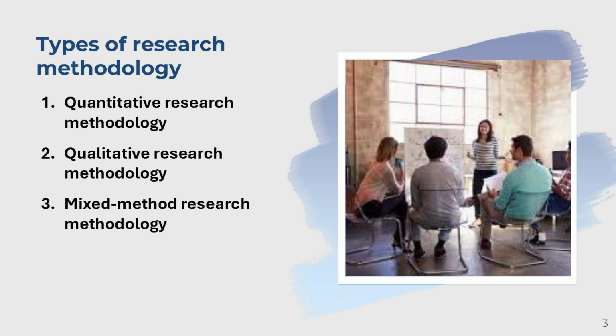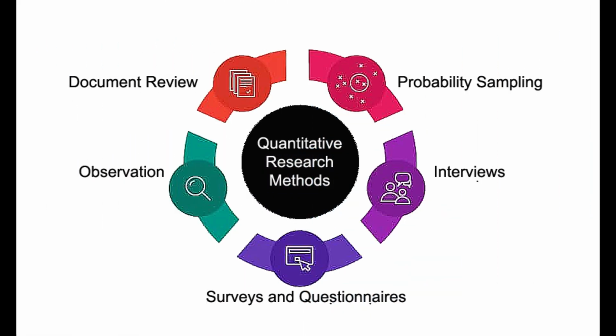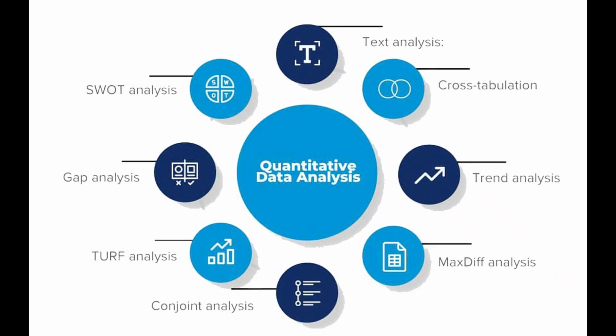First is quantitative research. This focuses on measuring and testing numerical data. This approach is good for researching a large number of people in a short amount of time. This type of research helps in testing the causal relationships between variables, making predictions, and generalizing results to wider populations.